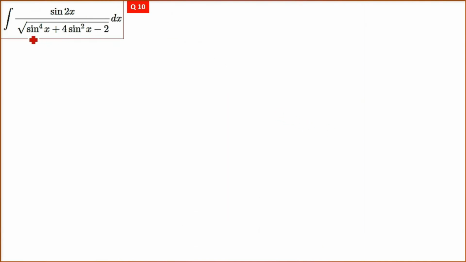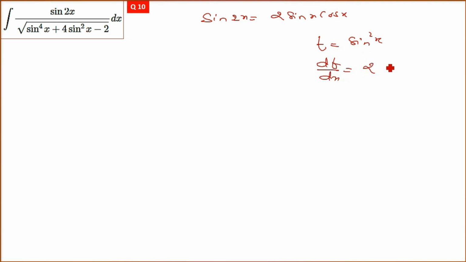So the denominator under root is forming a quadratic equation. So we have this sin 2x. This is 2 sin x cos x, and this will get from sine square x. So when we take t equals sine square x, dt by dx will form 2 sine x, and then sine x differentiation will be cos x.